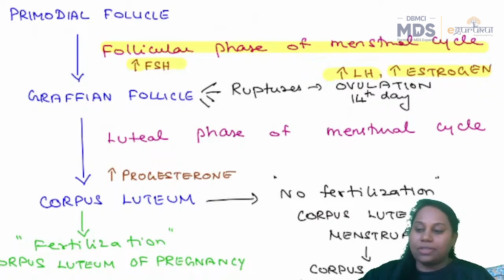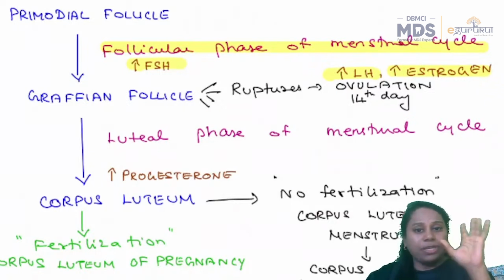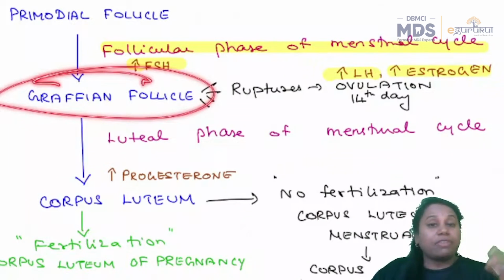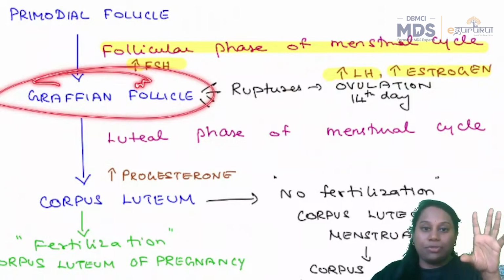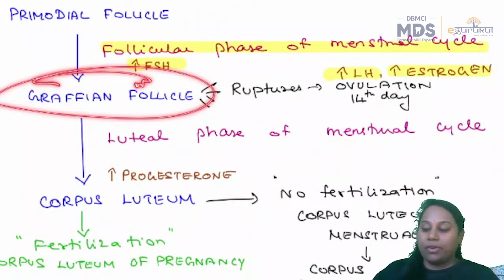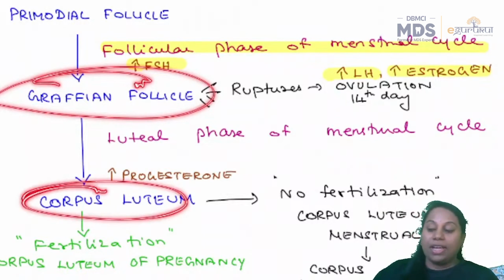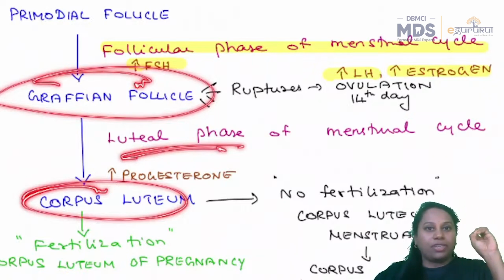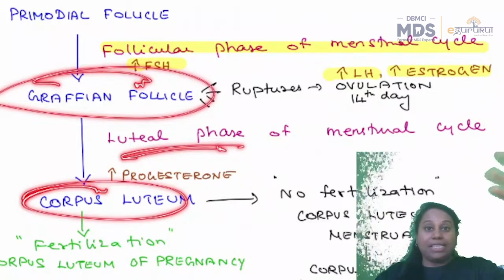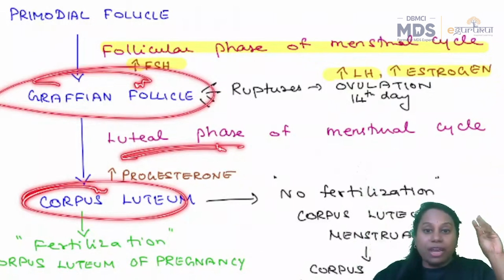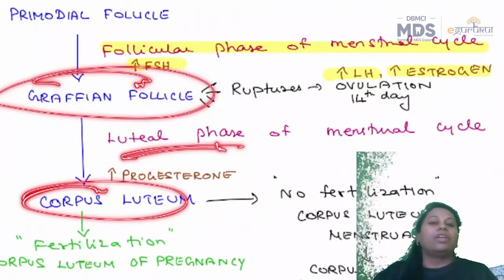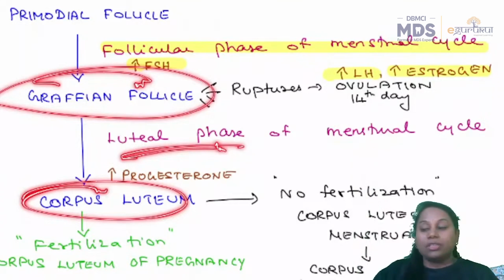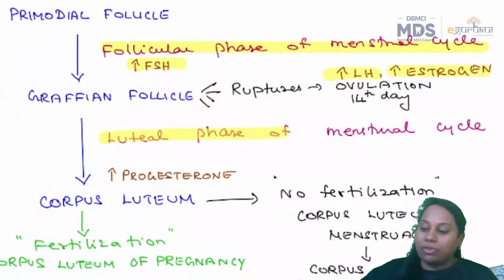Now after ovulation, the secondary oocyte has been released. What is the fate of this Graafian follicle in the ovary? Inside the ovary, this Graafian follicle has ruptured, no? So this is going to be converted into corpus luteum, and that is why this phase is called the luteal phase. After ovulation, after rupturing, after releasing the secondary oocyte, the Graafian follicle inside the ovary is converted into corpus luteum. This is called the luteal phase of the menstrual cycle.